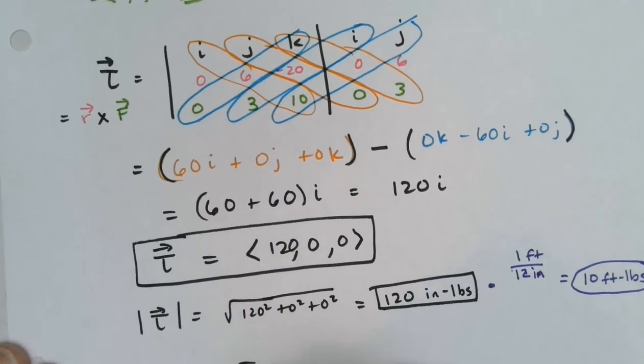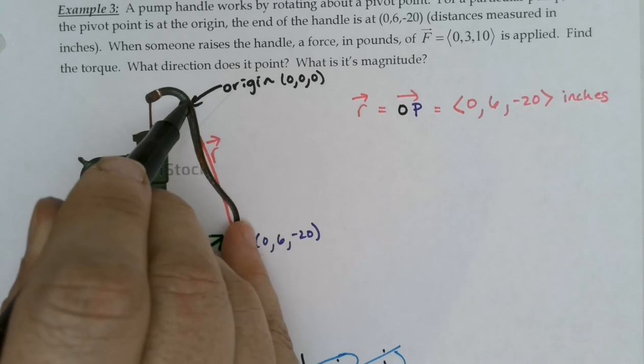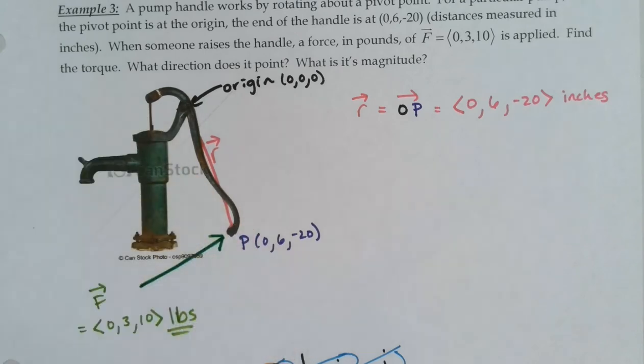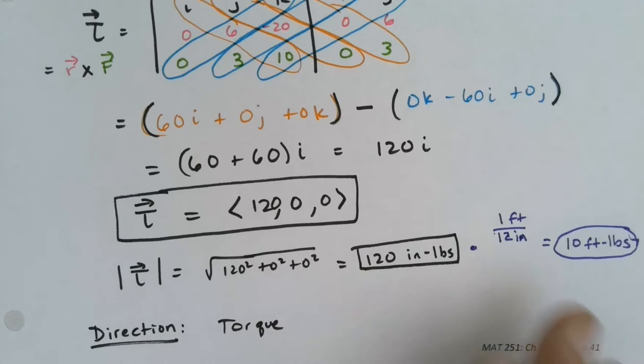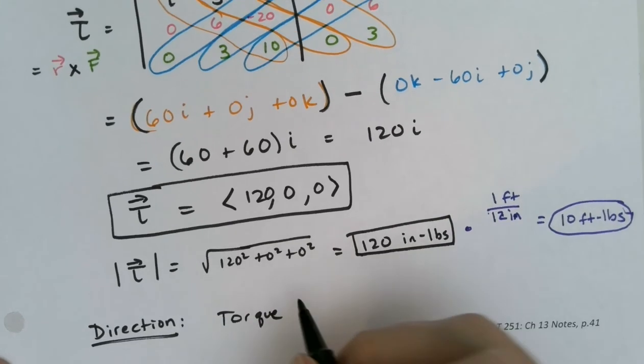So the torque, in other words, is moving out at us through the screen, right? The bolt is coming out this way. So the torque is heading from the origin up into the air in this particular case. But that direction is east.